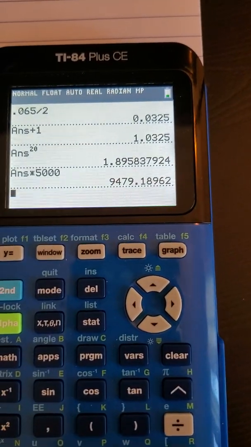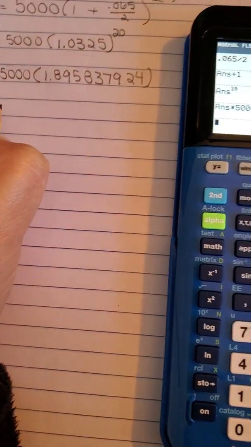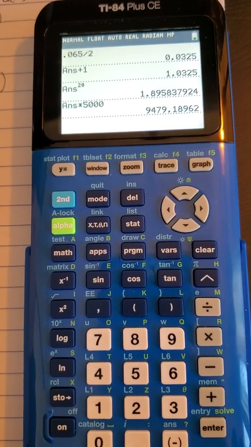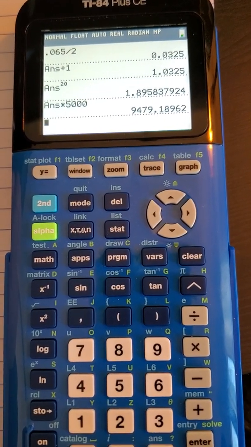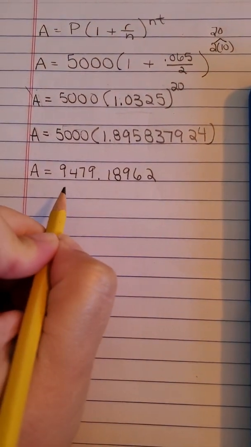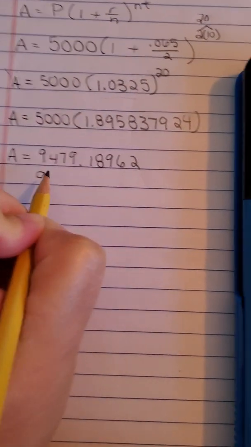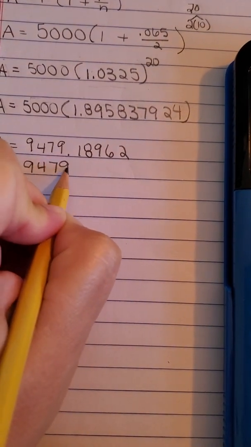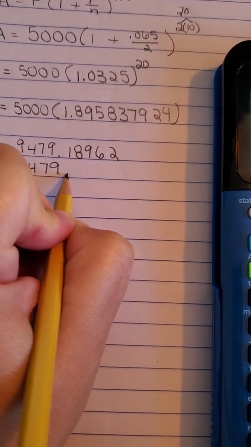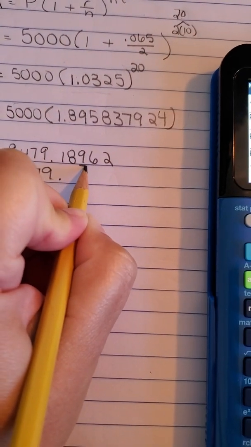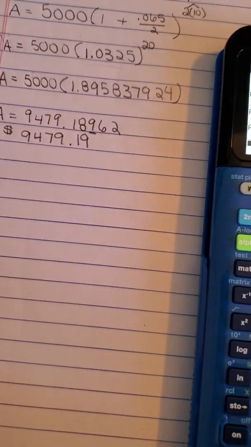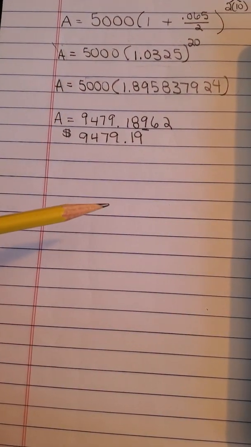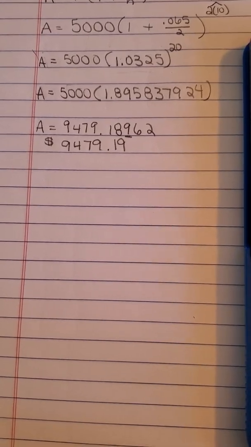All right, so I get my future value, write it down, 9,479.18962. But here, again, we're talking money, so I'm going to round it. So it would be 9,479, and since that's a 9 there, it will become a 9, it would be 19 cents. So at the end of the 10 years, I would have approximately $9,479.19 in my account.